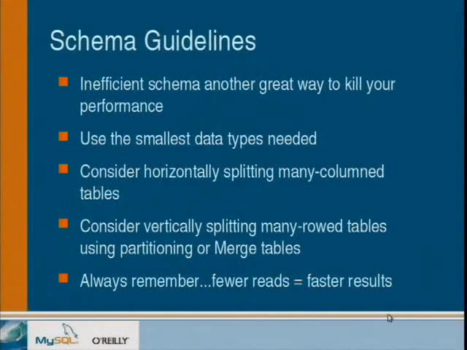Schema guidelines. Inefficient schema, another great way to kill your application. Use the smallest data types possible that you really need. If you don't have 4 billion rows in a table, don't use big int. I mean, it's just basics. Keep them as trim as possible. If you have a maximum of 100 values, don't use int. Use tiny int. You can fit 255 unique values in it. Don't use char 200 when a varchar or a smaller char will do. Little things like this make a huge impact in performance.